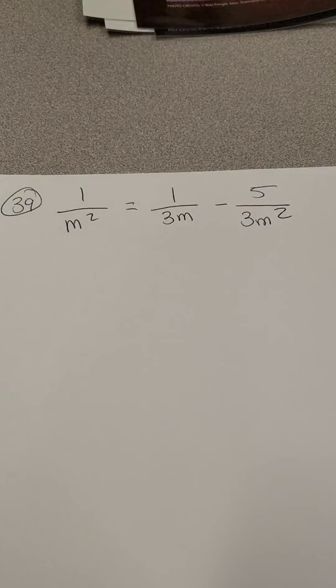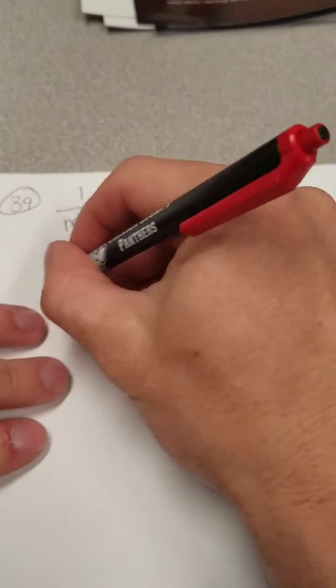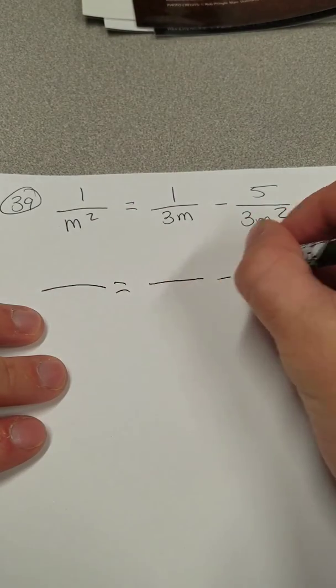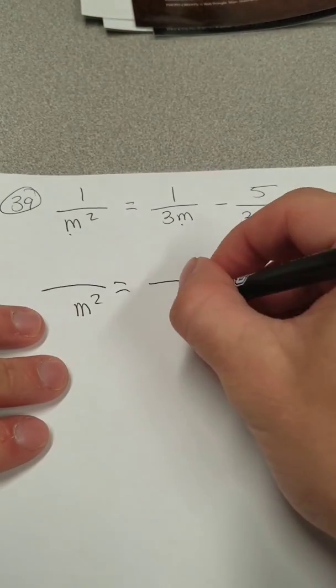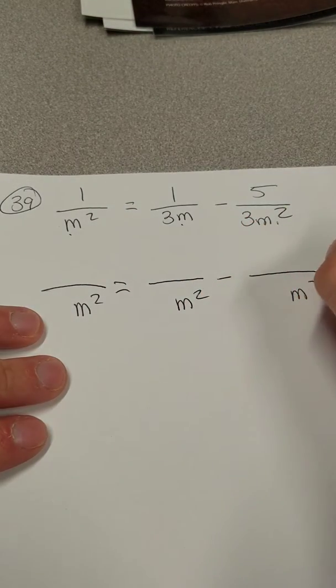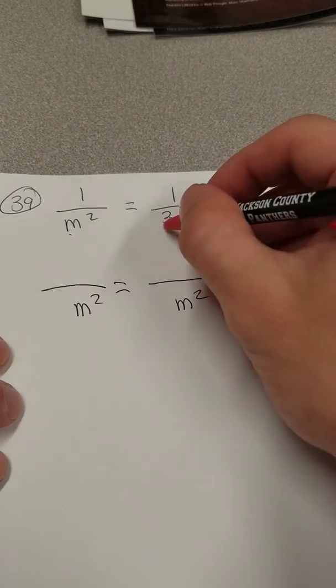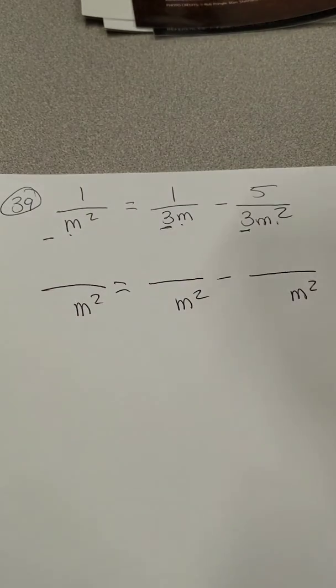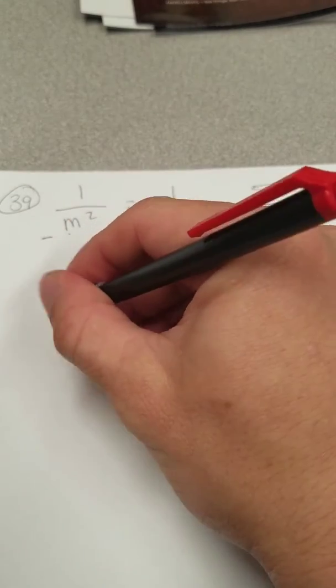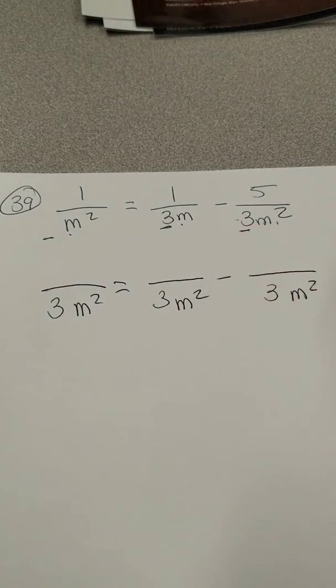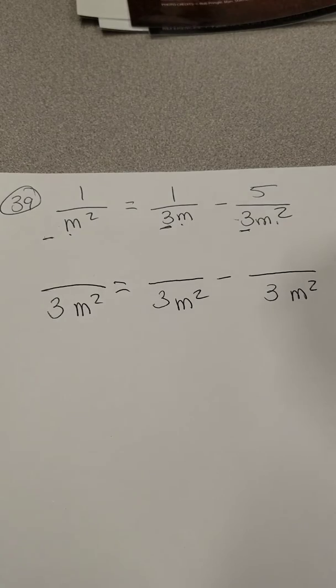So solving rational equations, you have to find a common denominator. Easiest way to do that is take the highest of the exponents, so that's going to be m squared, and then take the least common multiple of the numbers out in front, which in this case is 1, 3, and 3. The least common multiple of 1, 3, and 3 is just 3. So my common denominator is 3m squared.